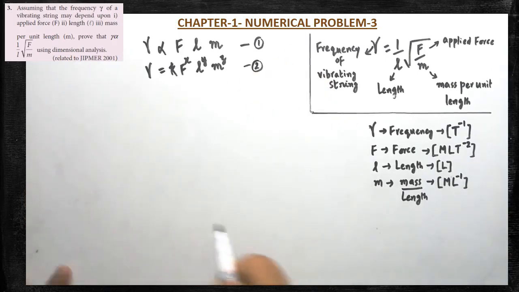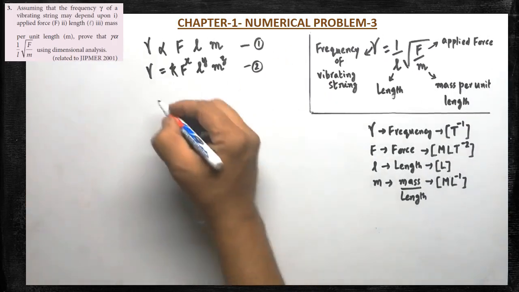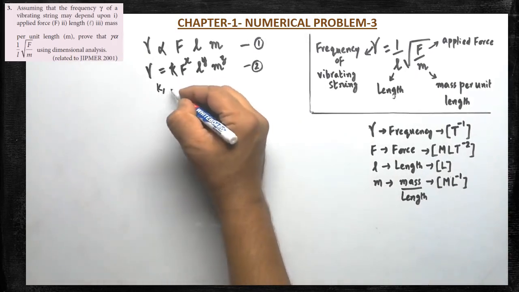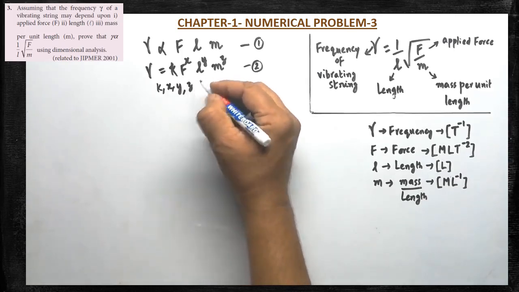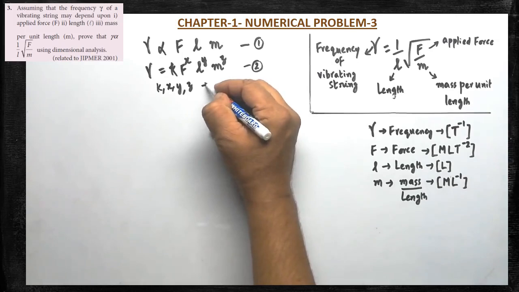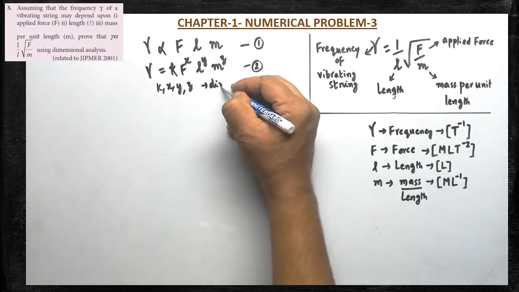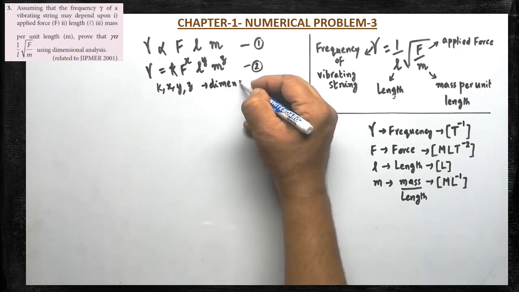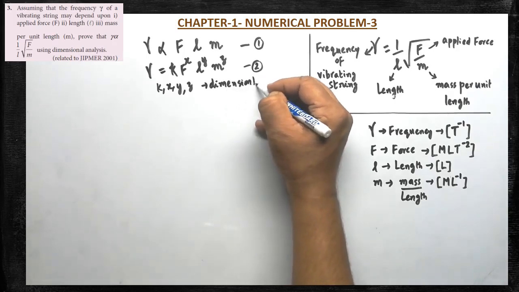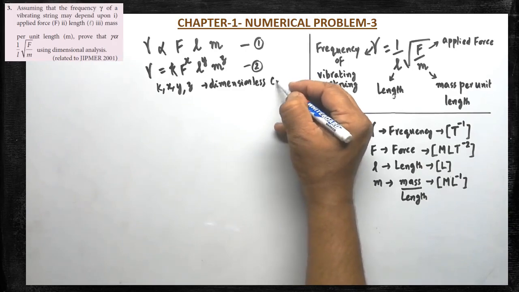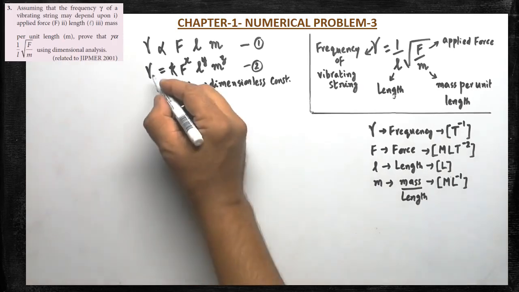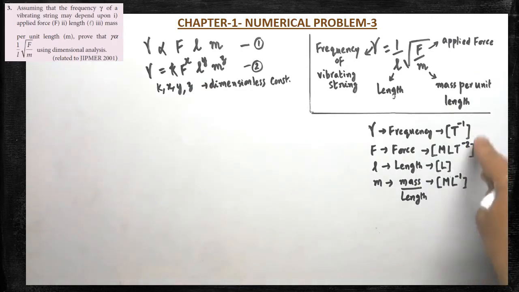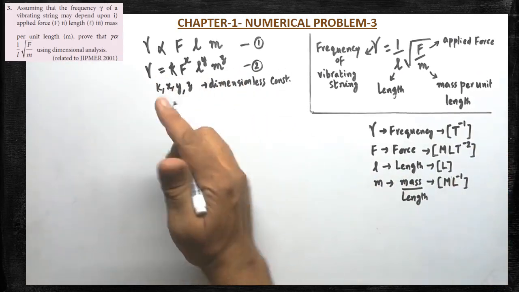Steps are very important. After that, you have to note that k, x, y and z are all dimensionless constants. They don't have any dimensions. Therefore, it should be written as dimensionless constants. For steps, marks are there. Don't leave any steps.